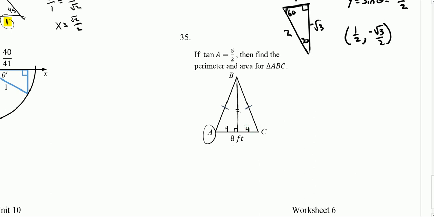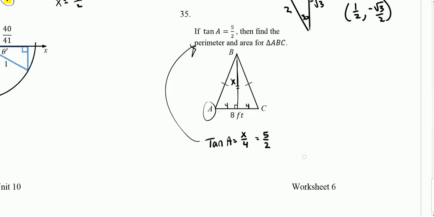So tangent, we know tangent is opposite over adjacent. I'm going to call this side length x. And I know that the tangent of A from my picture is going to be x over 4. But the problem itself tells me that that's equal to 5 over 2. And so I have a proportion I can cross multiply and get 2x is 20, and so x is 10. And now I have the height of this triangle.